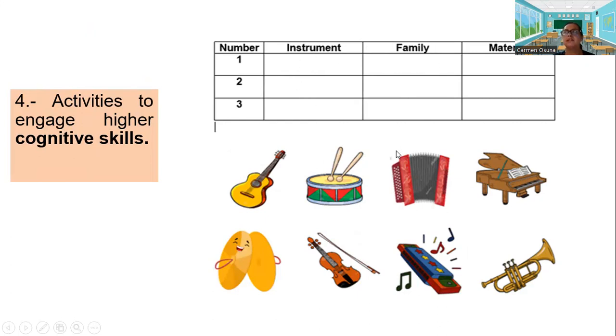They know that there is percussion, winds, or strings. So maybe they want to put guitar. The family is strings, and the material, wood. For example, this one, drum, you have to choose the family, percussion. The material is, some are wood, and they can put metallic also, because there are some drums of wood and there are some drums of metal. So they have to use the cognitive skills that they already learned.